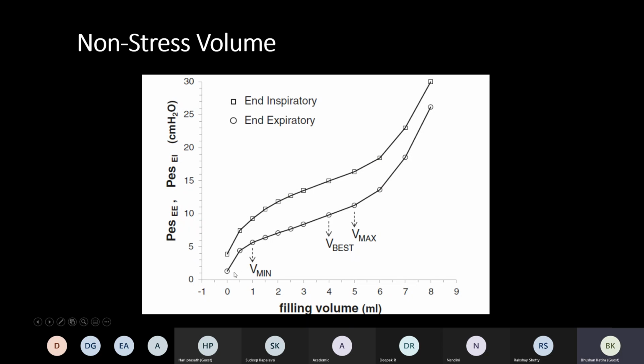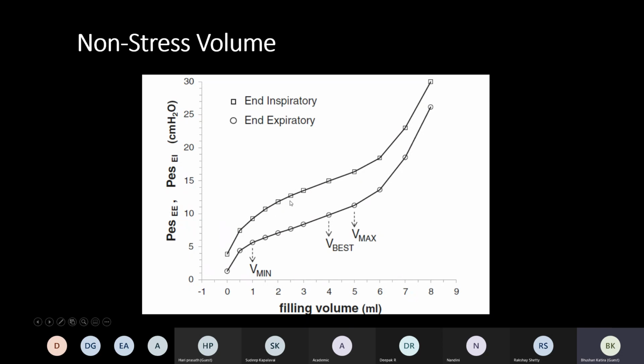Now, just to illustrate this example, this is the filling volume of the balloon, in adults. And this is the esophageal pressure at the end of expiration and at the end of inspiration. As you fill the balloon and increase the volume to 8 or 9 ml, you'll see that the initial increase in volume shoots the pressure up, then the pressure plateaus, not really, but the slope becomes much lower. And then again, there is a steep increase.